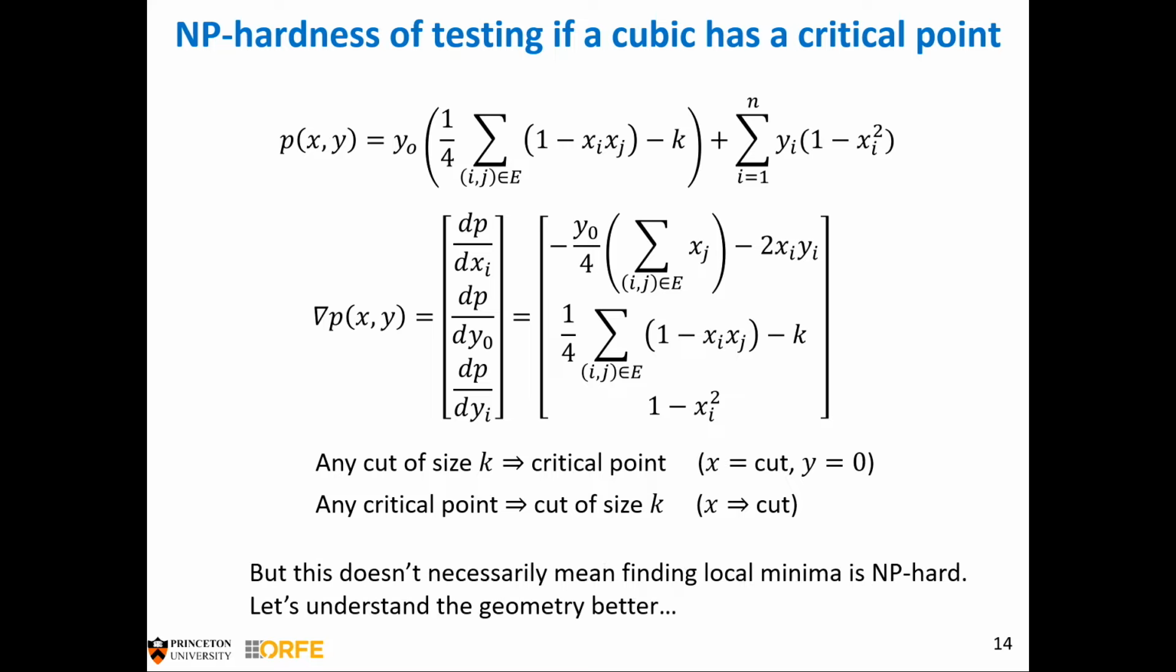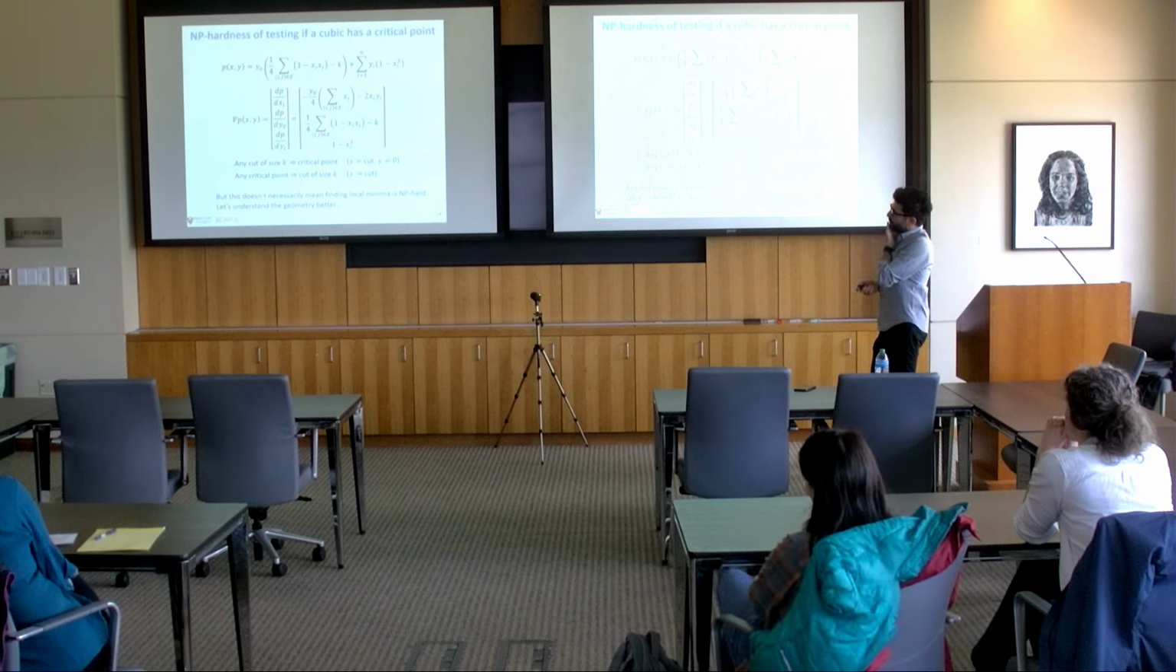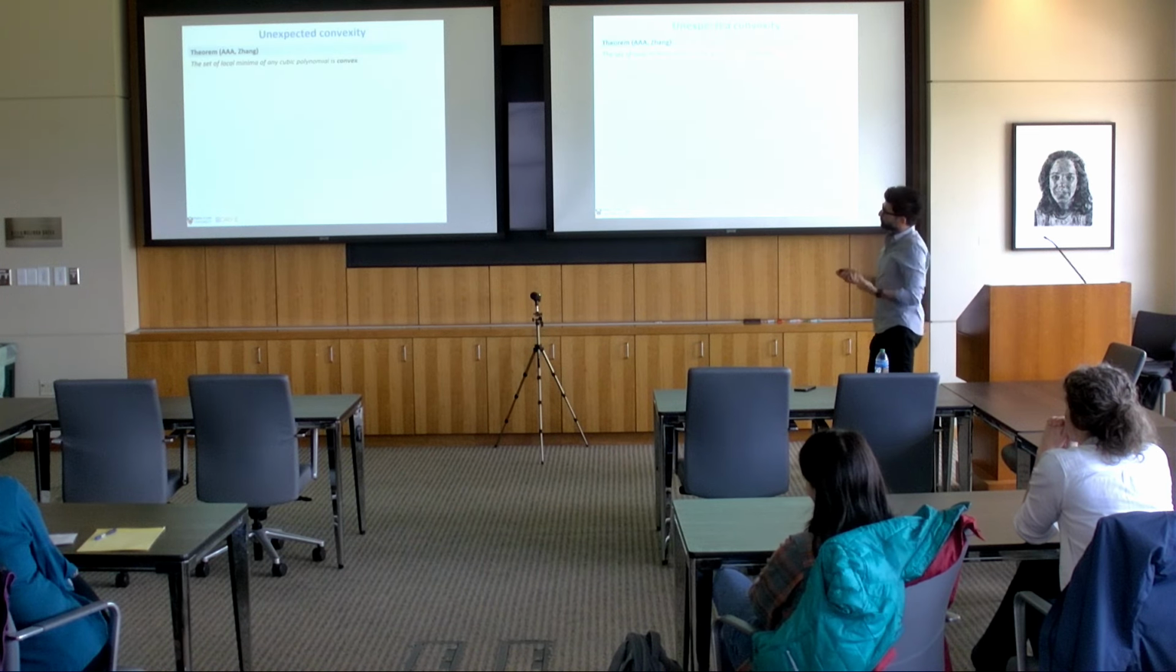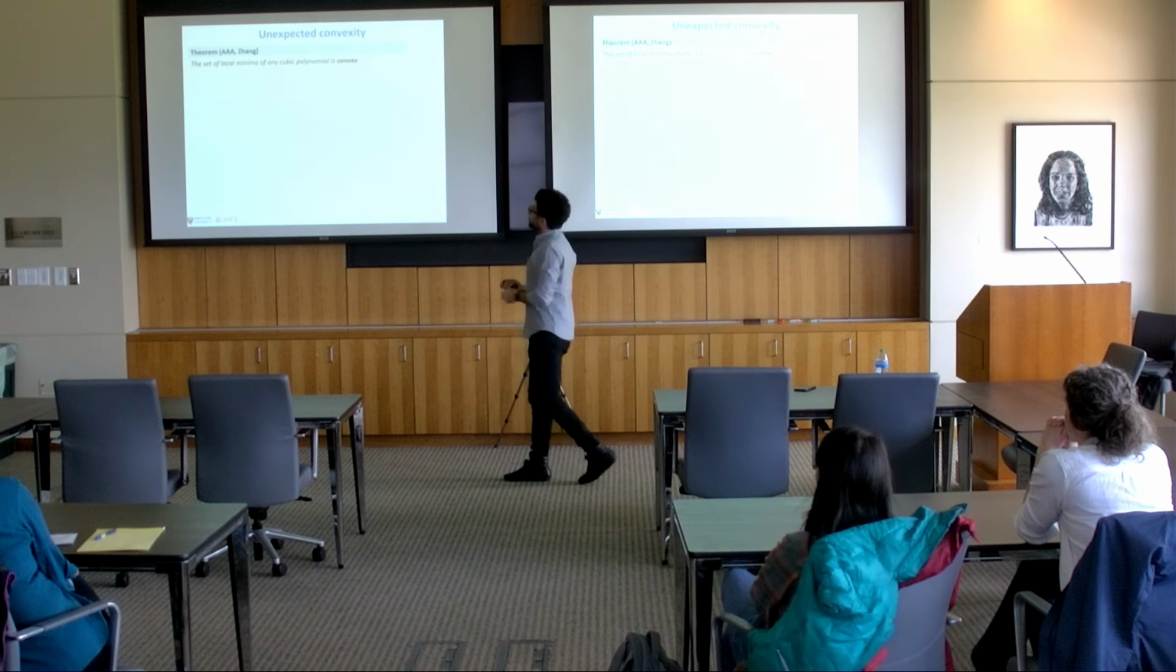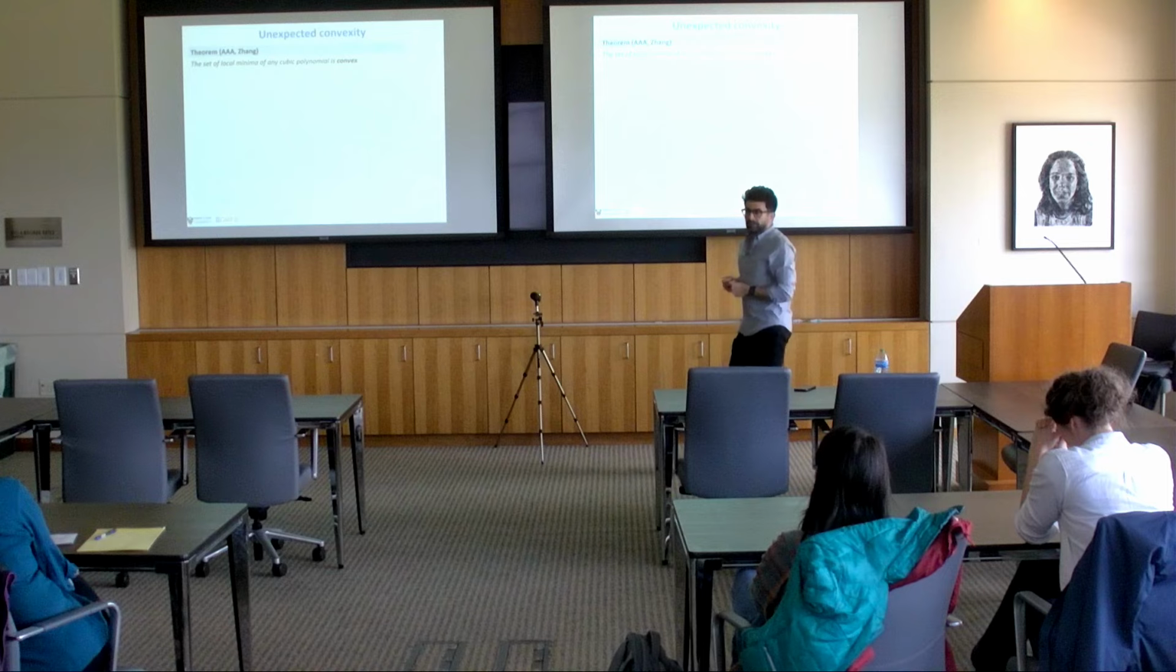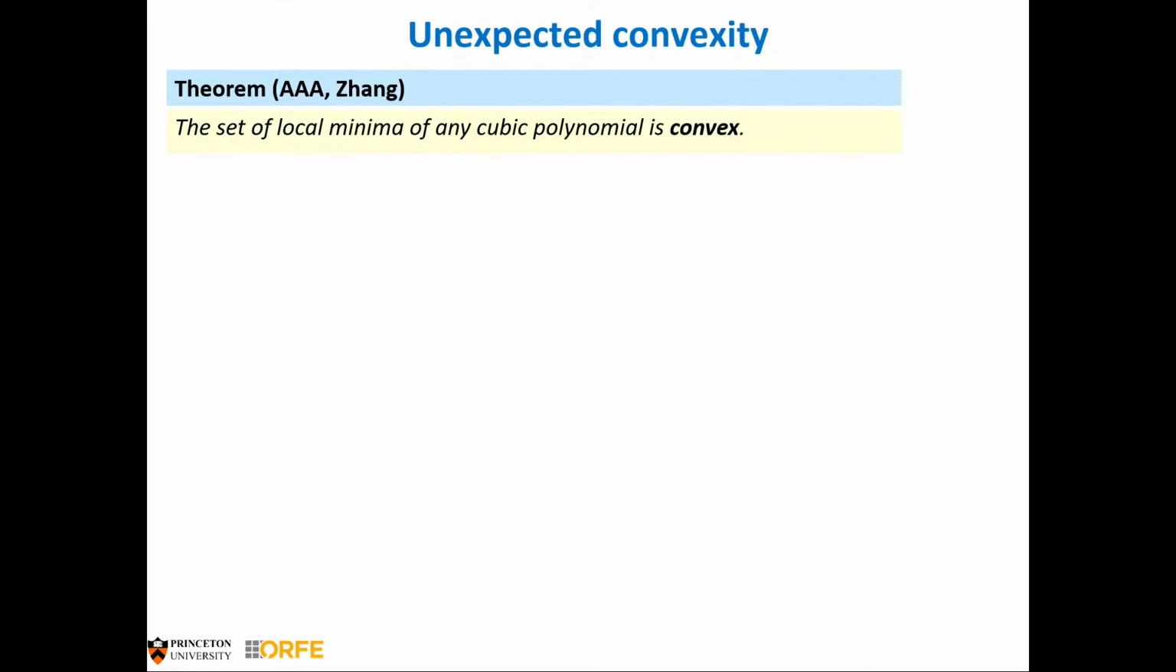But like Sasha asked, this doesn't necessarily rule out that finding local minima is NP-hard. So what is it about local minima in the case of cubics that actually makes things easier? There is some nice geometry that happens. This is actually a very simple theorem to state. It turns out that the set of local minima of any cubic polynomial is a convex set. So if you have a cubic polynomial, it may have no local minima, it may have one, it may have multiple, but the set of local minima is always a convex set.